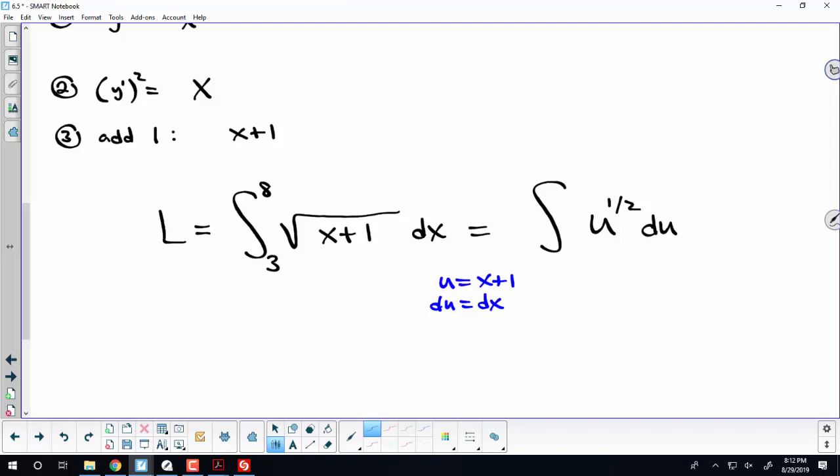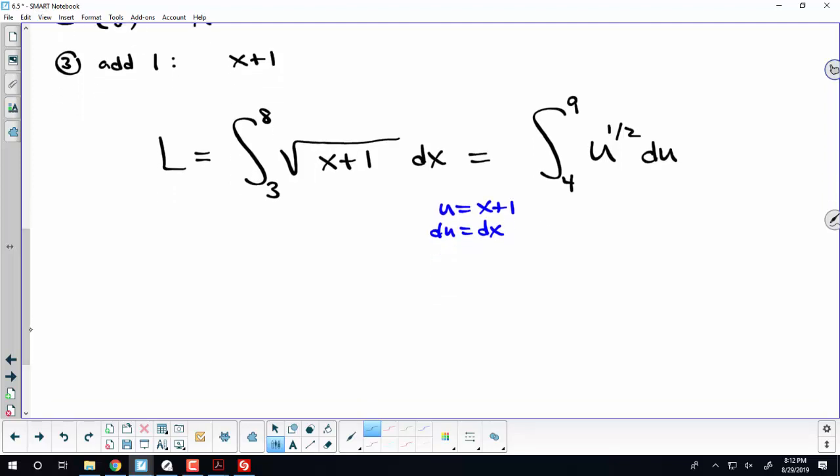If our lower limit is 3 on x, then our lower limit is 4 for u. Upper limit is 8 for x, upper limit is 9 for u. So that's not too bad. Find the antiderivative of u to the 1/2. So we add 2 over 2, u to the 3/2 divided by 3/2, or times 2/3, evaluated from 4 to 9.